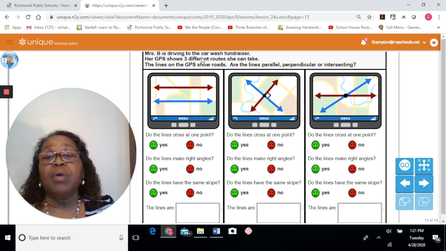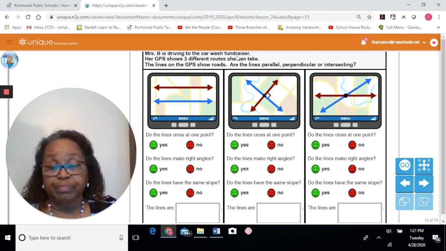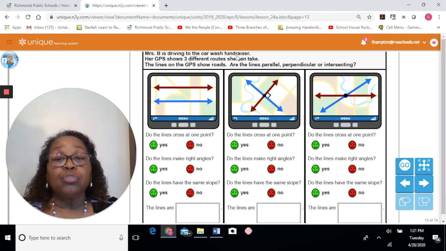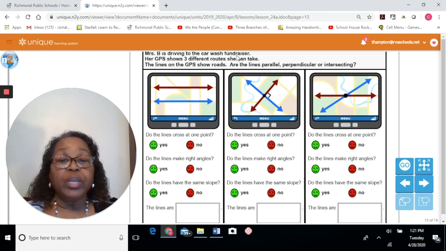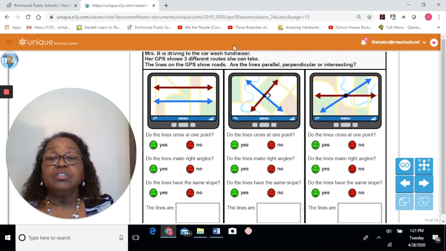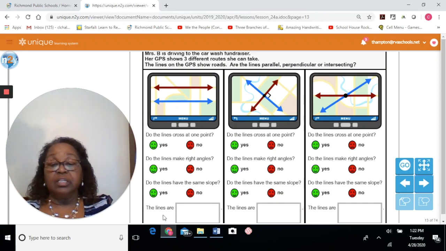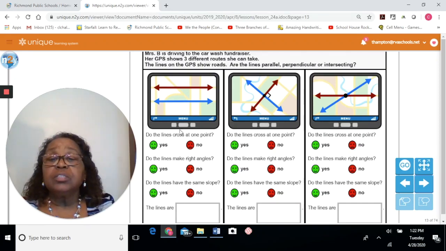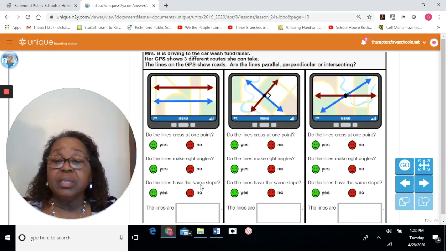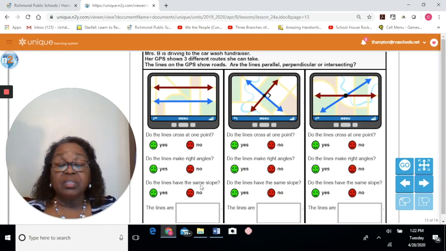It says Mrs. B is driving to the car wash fundraiser. Her GPS shows 3 different routes she can take. The lines on the GPS show roads. Are the lines parallel, perpendicular, or intersecting? So let's look at this and we'll make some decisions before we find out what the answer is. To help us make a decision, these are the kinds of questions we have to ask ourselves because these are the conditions that determine what type of line it is.